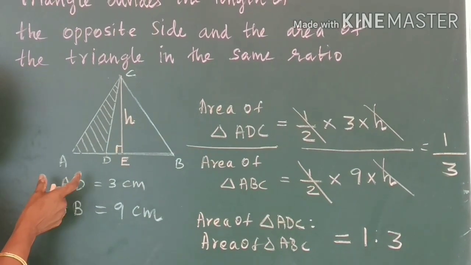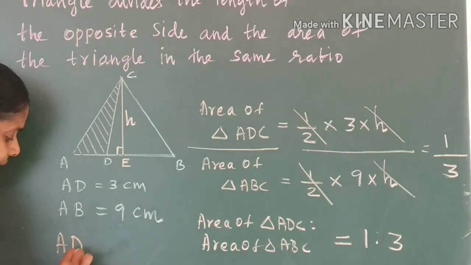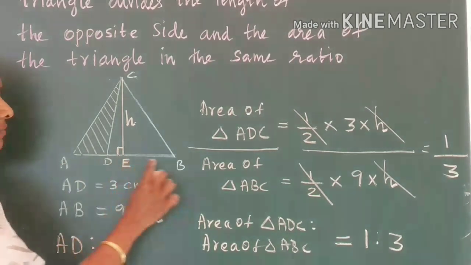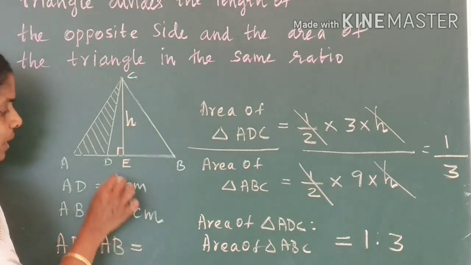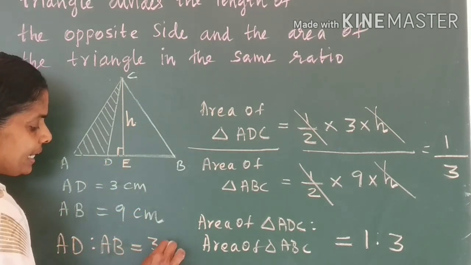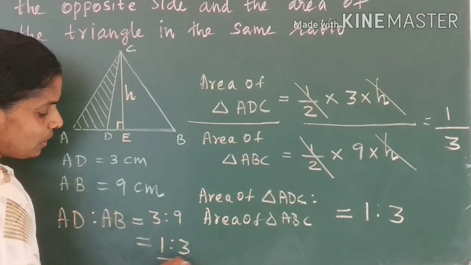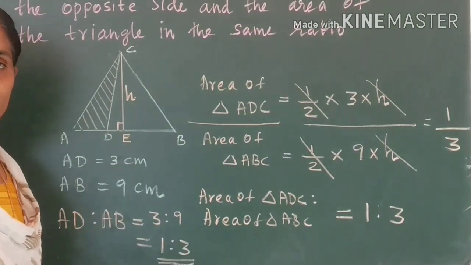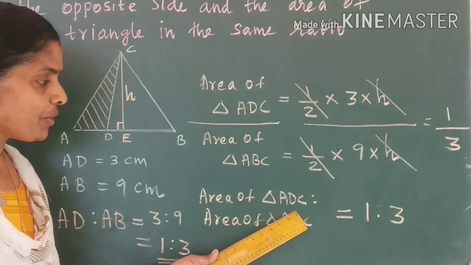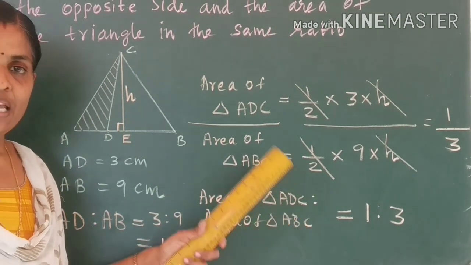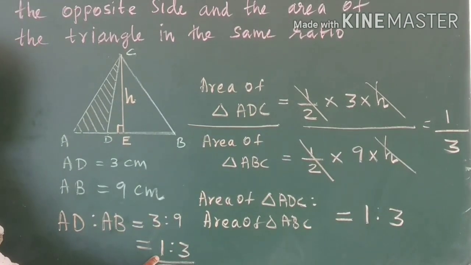Base of the two triangles. Base of the first triangle is AD. Base of the bigger triangle is AB. That is equal to, you get 3 is to 9. If you simplify, that is also equal to 1 is to 3. From this, what did you understand? Ratio of the areas is same as the ratio of the bases.